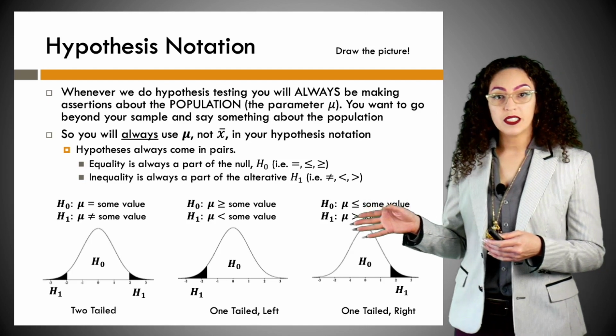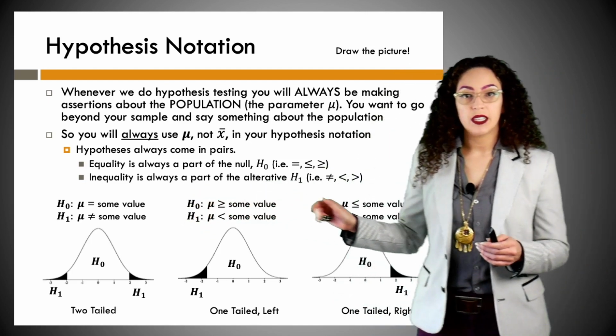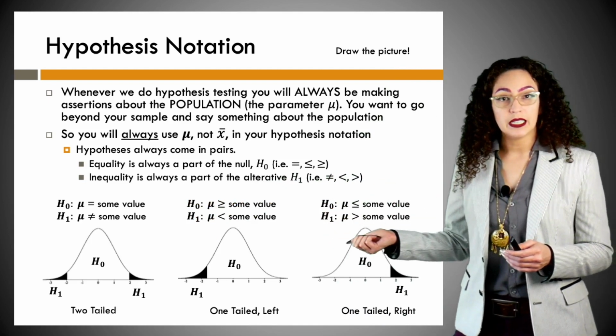So here are three different types of hypothesis testing situations. We have a two-tailed, one-tailed left, and one-tailed right. We're going to go into more detail on these in the next slide.